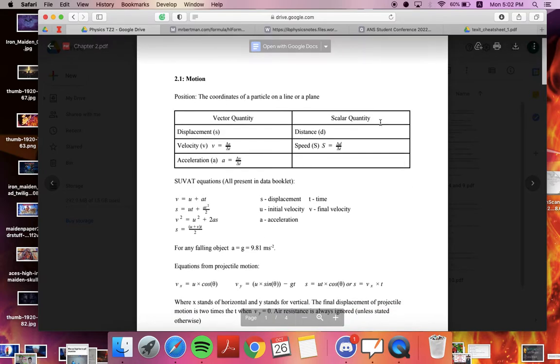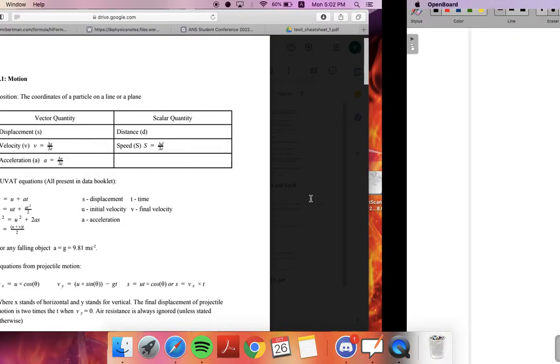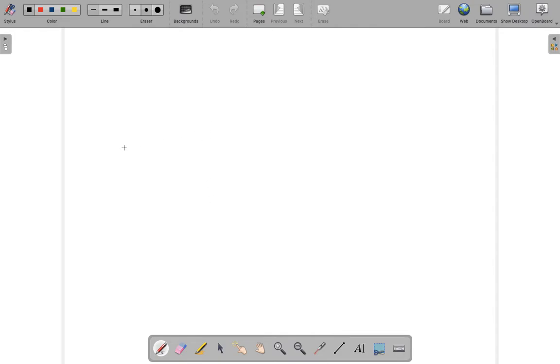Now moving on to our vector quantities and scalar quantities. A vector quantity is anything that has a magnitude and direction, and scalar quantities are basically just numbers or constants. So let's make a comparison between displacement and distance. Displacement is just the vector version of distance. So for displacement, you just take the shortest distance between 2 points, and that is your displacement.